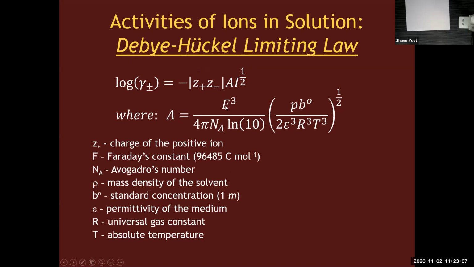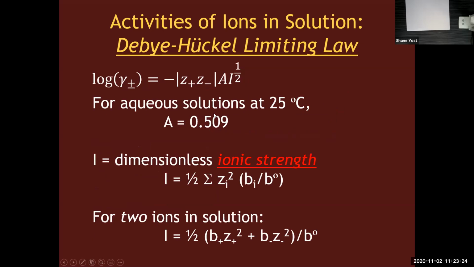I have no idea, I can't remember all this stuff. F cubed over 4 pi NA ln 10, P B naught to the 1/2 power, divided by 2 epsilon cubed R cubed T cubed. A lot of constants thrown in here. Doesn't matter. Basically, in water at 25 degrees Celsius, that big old constant just comes out to be 0.509. Okay, and that will be given.